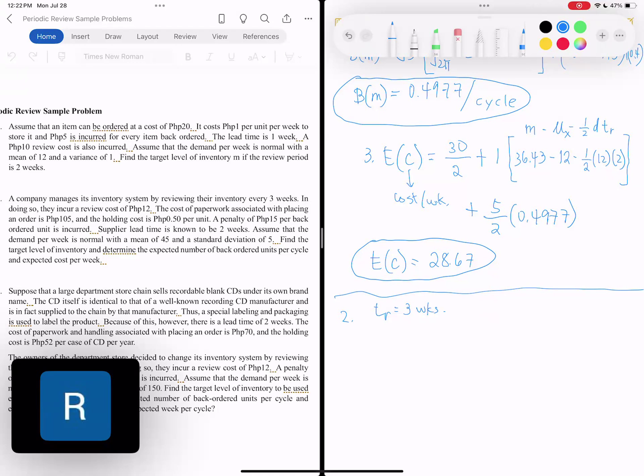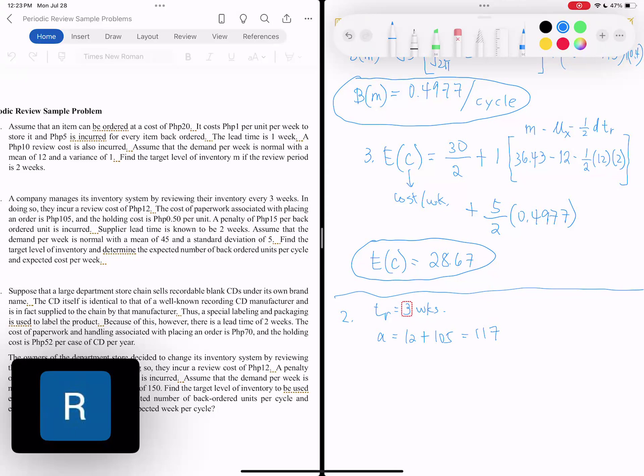So you know that review cost and ordering cost goes into your A. So you have to look for the ordering cost. You have 12 as your review cost. You have to add the ordering cost, which comes in the next line. Very simple, right? Cost of paperwork associated with placing an order is 105. So you have 12 plus 105. That will be equal to 117.